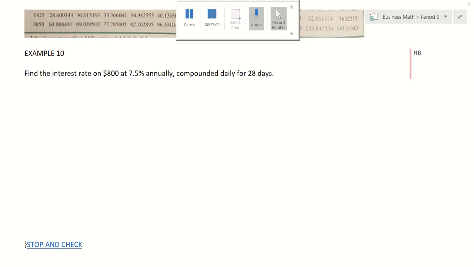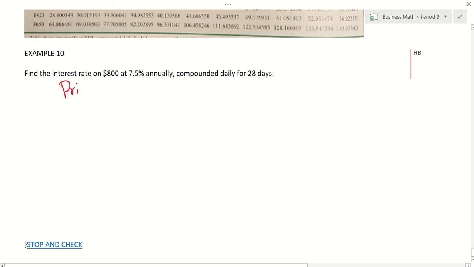So what would this look like? Find the interest on $800 at 7.5% annually compounded daily for 28 days. What in the world do we do here? First of all, any time you get your principal, you're going to divide it by 100 because these tables are based on units of 100. So in this case, our principal is $800. If we divide it by 100, that means we're going to have 8 units here.